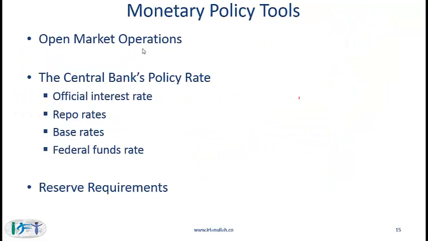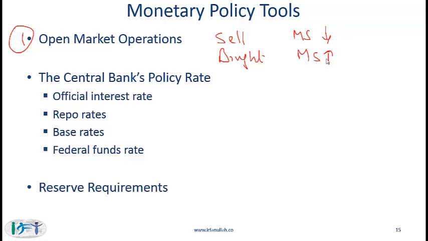We'll now talk about the three monetary policy tools. The first one is open market operations. This is where the central bank either sells government securities to commercial banks or buys government securities from commercial banks. When securities are sold to commercial banks, then money is being taken out of the banking system and the money supply, or the money in circulation, comes down. When government securities are bought, then money is being injected into the banking system and the money supply increases.